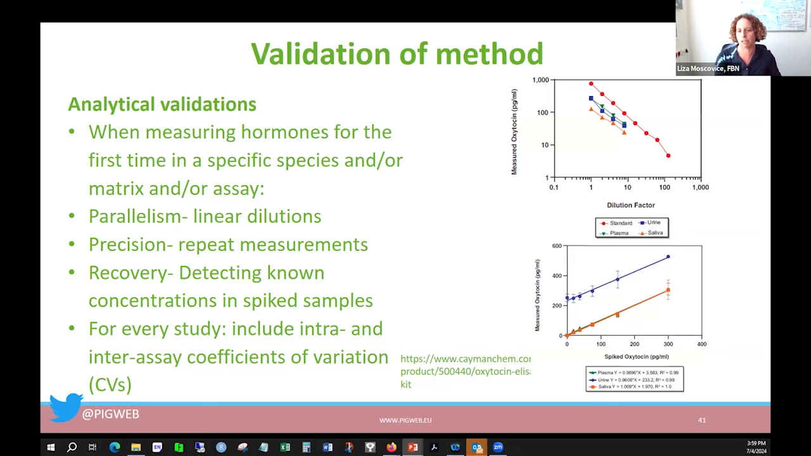Some of them I think are in my reference list, so hopefully you can find that. And PIGWEB actually had a summer school where we went through these validations. These are not validations that you have to be a physiologist by training to learn how to do. You can learn these in a week, I would say. Of course, you need good lab skills and you need to be careful, but they're really learnable processes. So I really encourage everyone to also find a good training in analytical validations if you're interested in measuring hormones in any matrix.